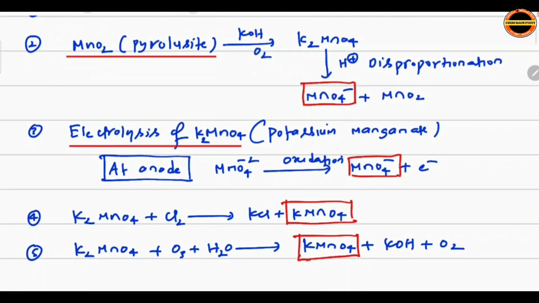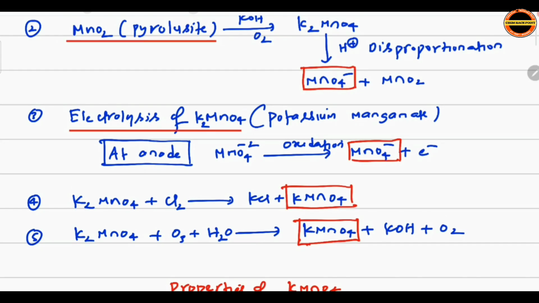And then at the anode, we know MnO₄²⁻ undergoes reaction at the anode. So at the anode, the anion moves towards the anode, that is the positive electrode, and undergoes oxidation to form MnO₄⁻, the permanganate ion. So here it is the manganate ion, here it is the permanganate ion. You specify here it is the manganate ion. So manganate as well as permanganate, or potassium permanganate if you show it along with potassium.